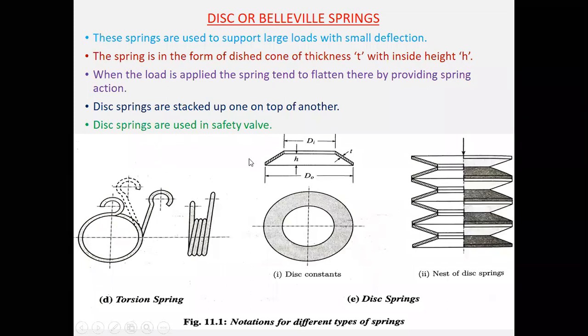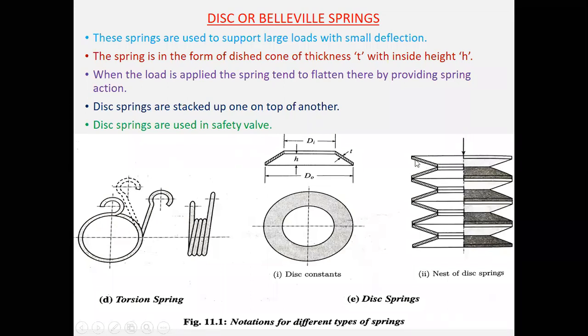If you see the spring, it is in the form of a dished cone whose thickness is t and height h, and d naught is the outer mean diameter, and di is the inner mean diameter of the disc spring. When the load is applied on the spring, the spring will flatten, thereby providing the spring action.